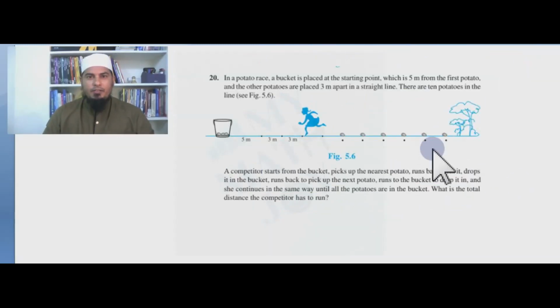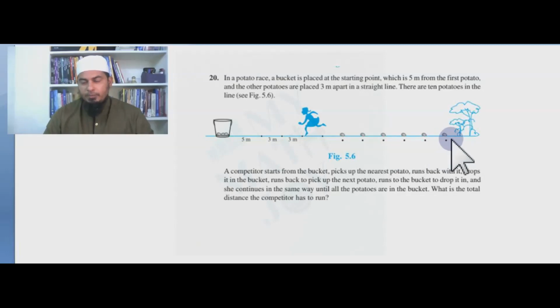Here comes our interesting word problem. Read the question, you also pause here and read the question. In a potato race, a bucket is placed at the starting point, and the first potato is 5 meters away from it. Other potatoes are placed 3 meters apart in a straight line, 3, 3, 3, like this. There are 10 potatoes in the line.